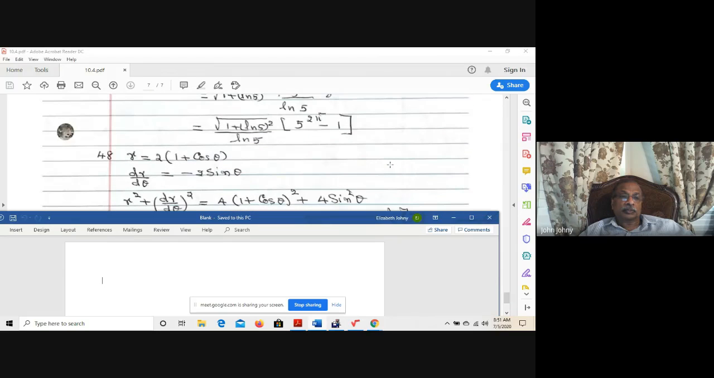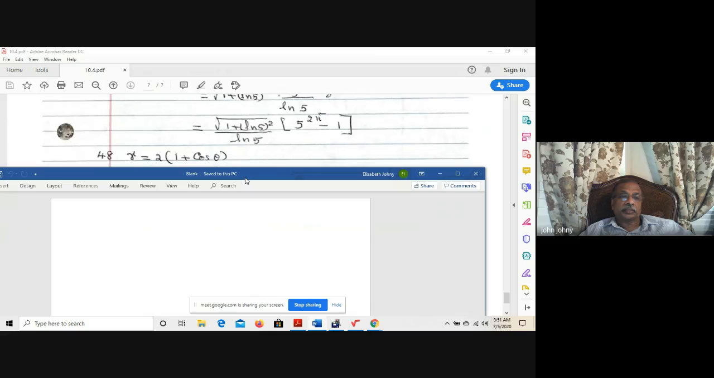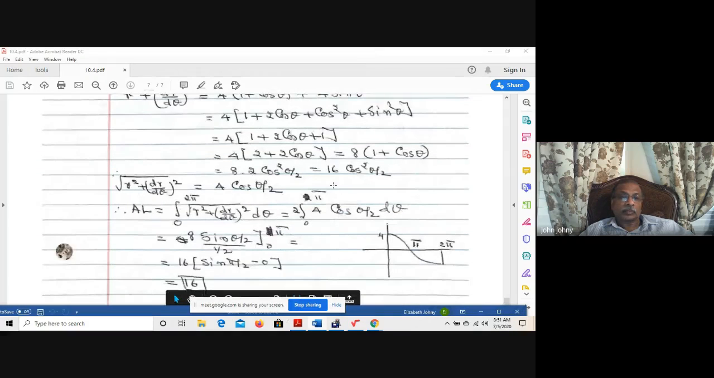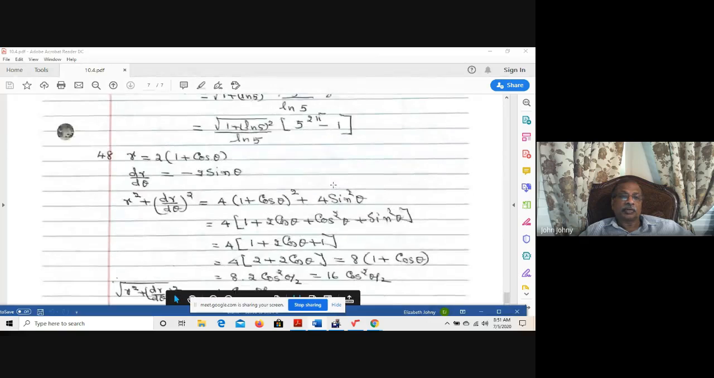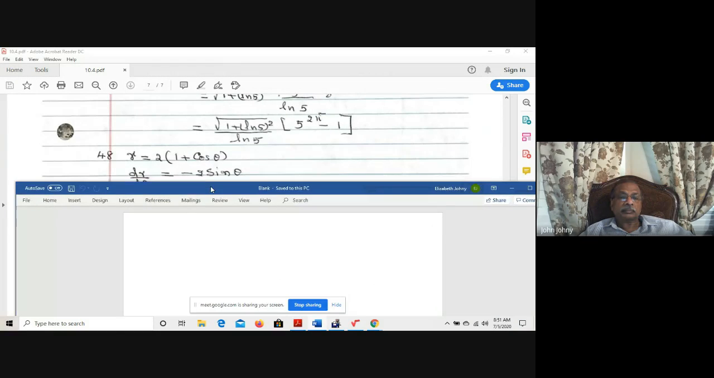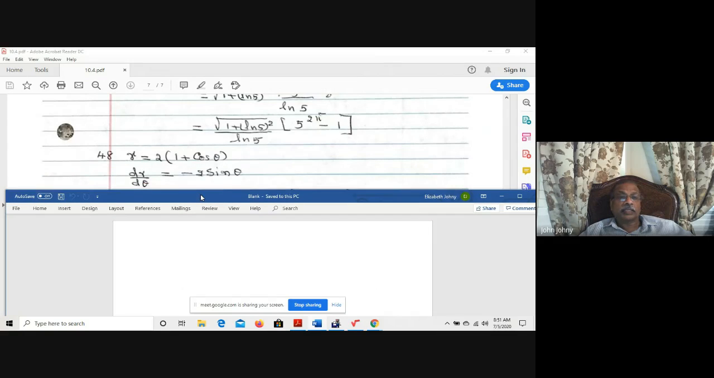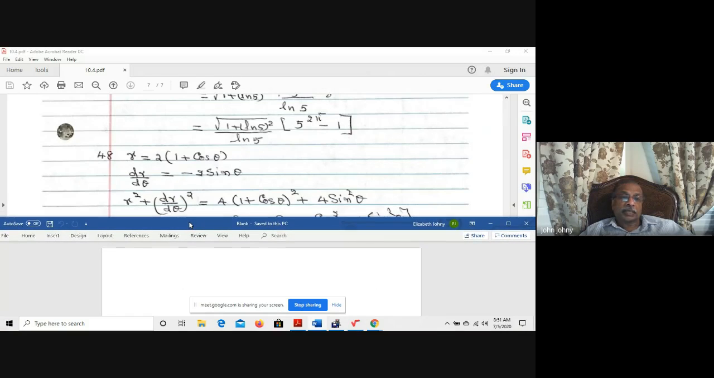The last question, question number 48. Here again, the variation is 0 to 2π. So r is equal to 2 times (1 plus cos θ). Therefore, dr/dθ is negative 2 sin θ. So r squared plus (dr/dθ) squared is 4 times (1 plus cos θ) squared plus 4 sin² θ.